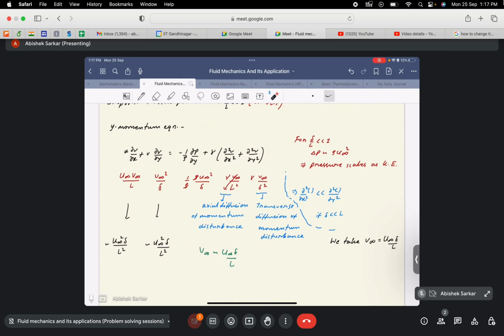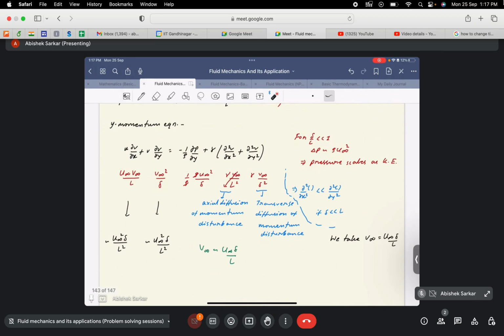Now we look into this term. The terms ν u∞ v∞ by l square and ν v∞ by δ square. Now it's again quite self-explanatory, because since δ is much smaller than l, and since δ is in the denominator, this term would be significantly higher than this term. So this term can be neglected in this context. In this summation, this term can be taken to be 0. So this term is neglected.